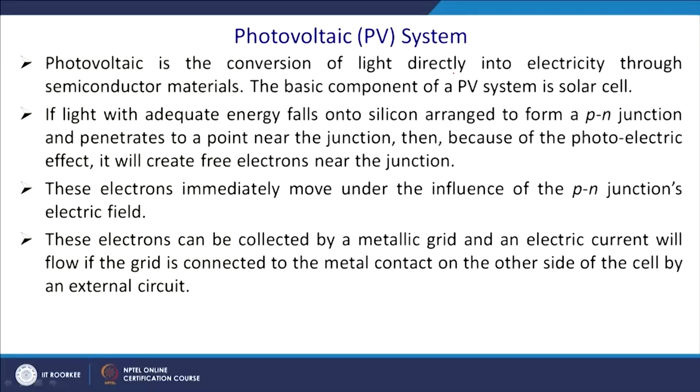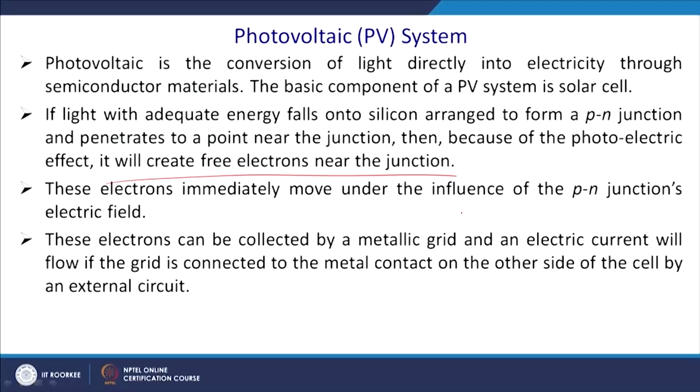The basic component of a PV system is a solar cell. If light with adequate energy falls on the silicon arranged to form a p-n junction and penetrates to a point near the junction, then because of the photoelectric effect it will create free electrons near the junction. This electron immediately moves under the influence of the p-n junction electric field. You are familiar with this phenomenon.